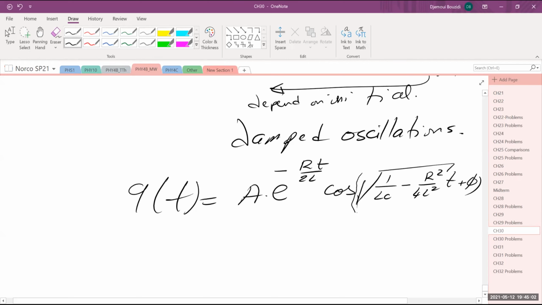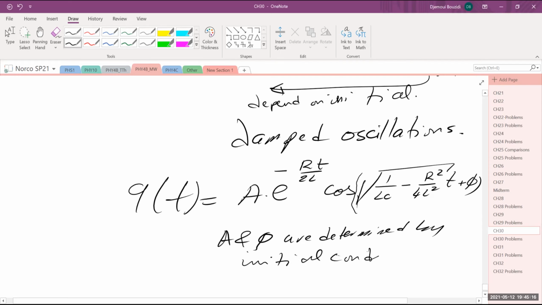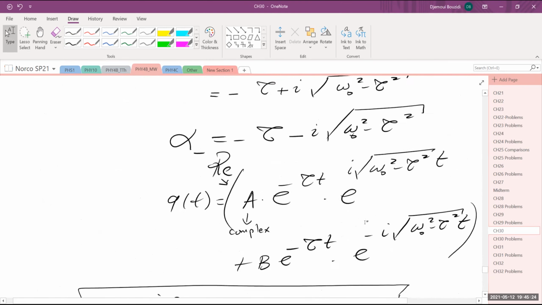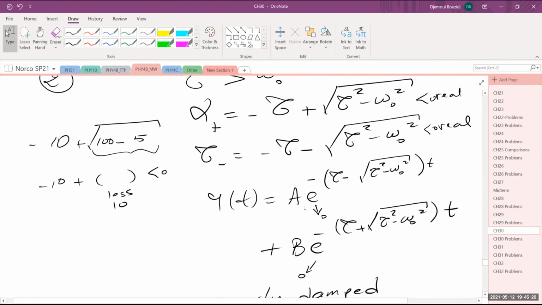The phase and A and phi are determined by initial conditions. By the way, there were always two constants because this equation is of second order. You will always have two constants. In the second case, you actually had two constants, and the two constants were A and B. Those two depend on the initial conditions. So initially there was a charge in the capacitor, or maybe there was a current also in the inductor. So at the end of the day, that's what dictates what A and B need to be.